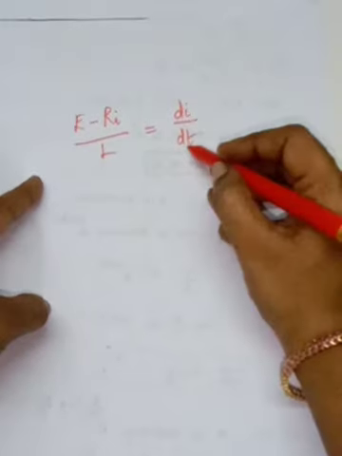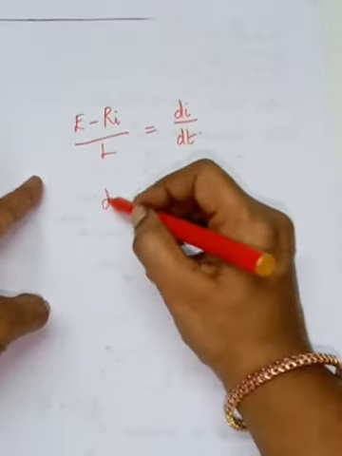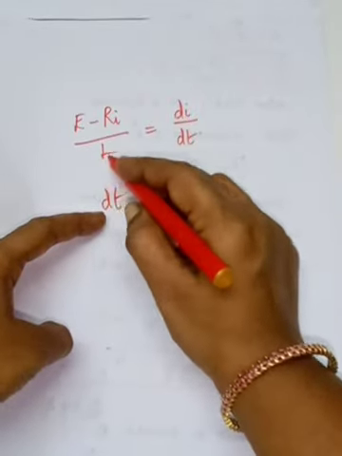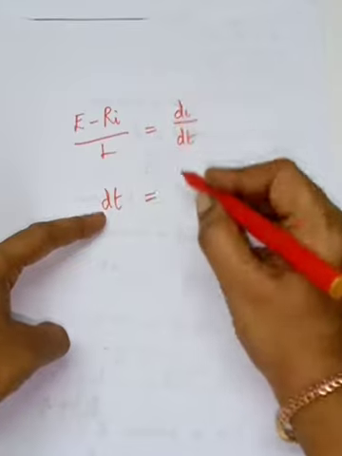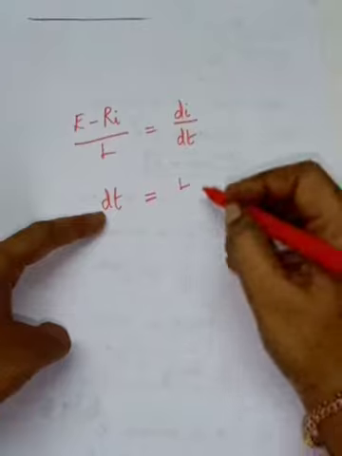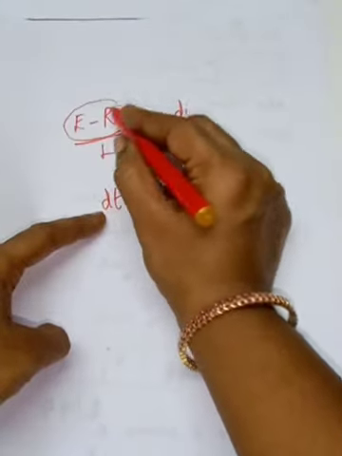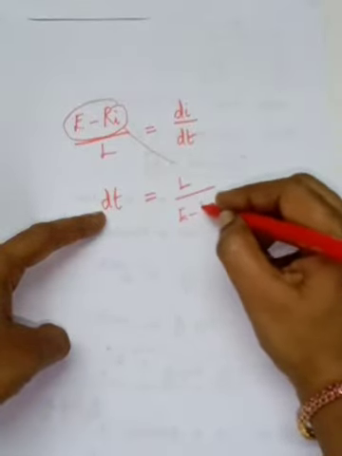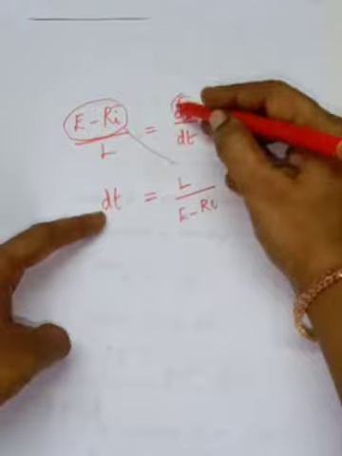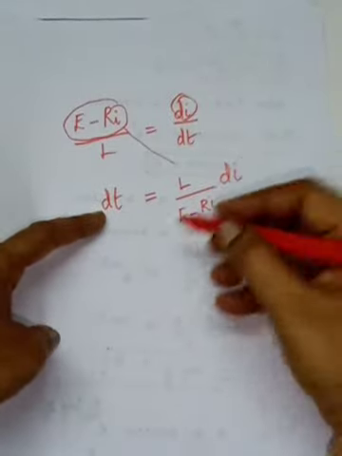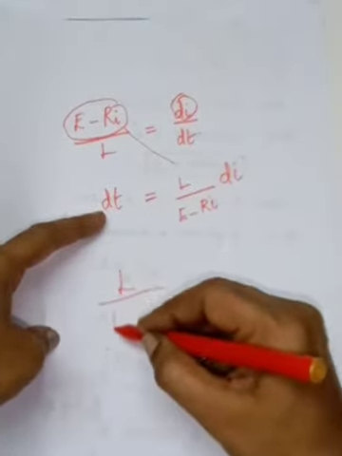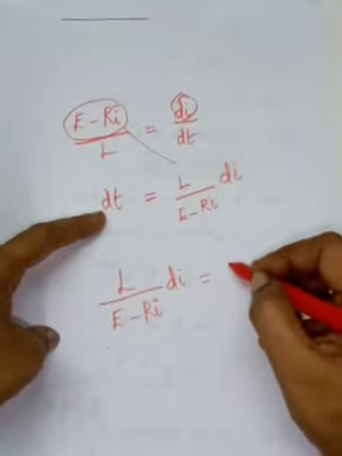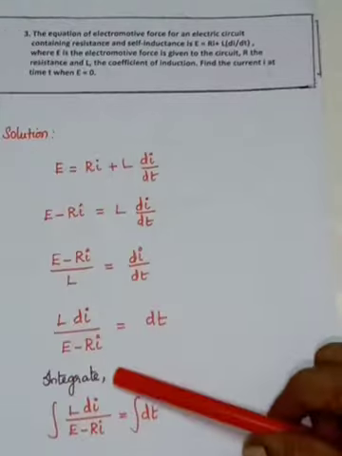You see now, this dt I have brought here, so it will be in the numerator, and this L is in the denominator. When you bring it to the right side, L, and E minus Ri has to be brought to the denominator, so that is E minus Ri. Here di is already there, so we can write L by E minus Ri di is equal to dt. Okay, that only I have written.